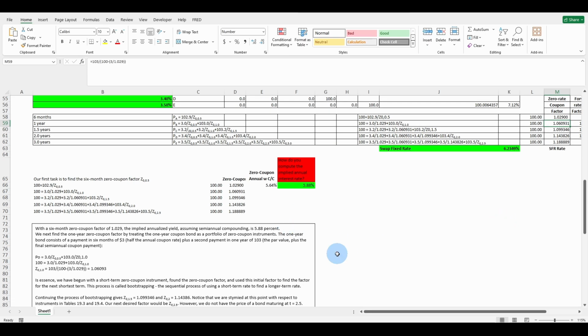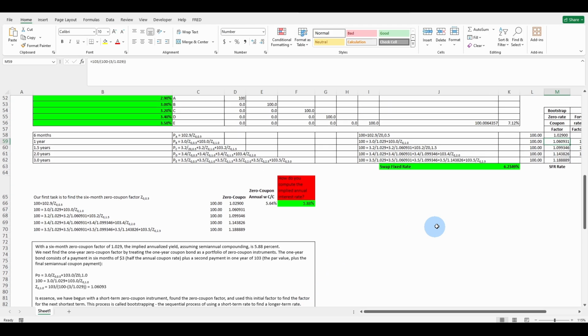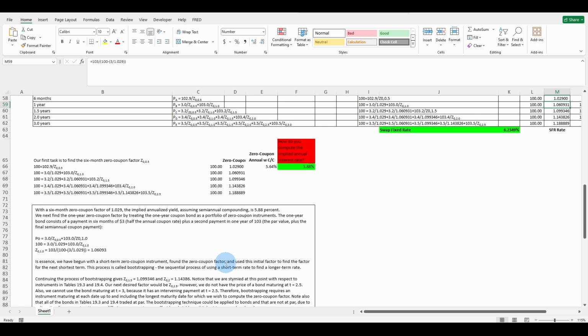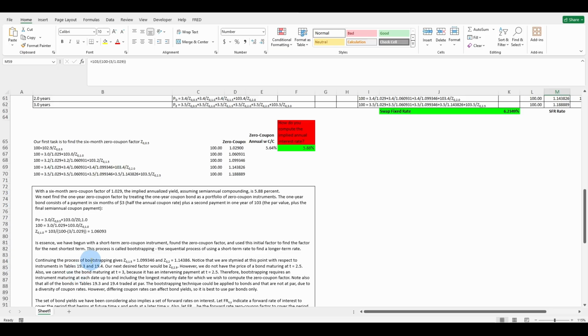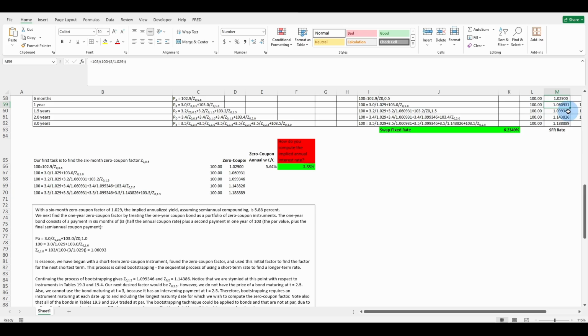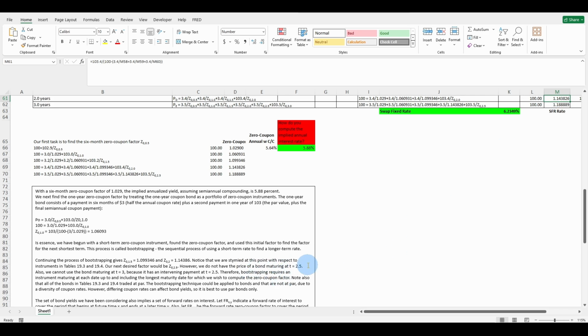All we're doing is discounting, and then we have to go back and use the previous zero rate in order to find the forward rate. Continuing the process of bootstrapping gives Z of 1.5 is equal to 1.099346, and the next one will be 1.14386. Notice that we are stymied at this point with respect to instruments in tables 19.3 and 19.4.